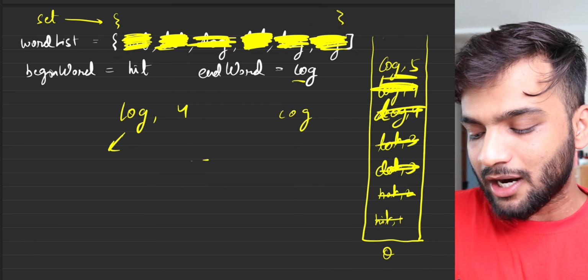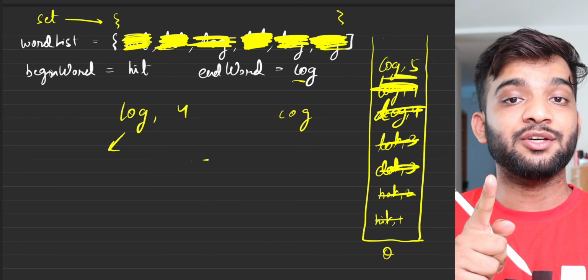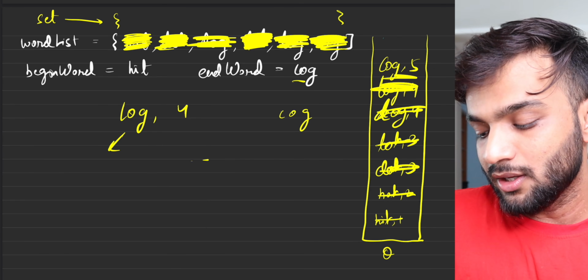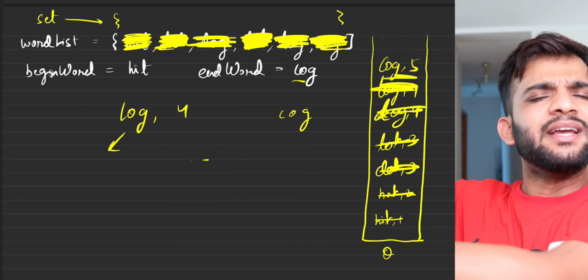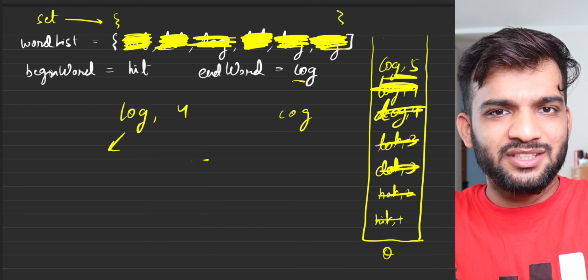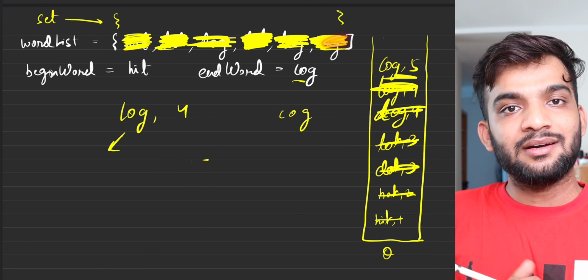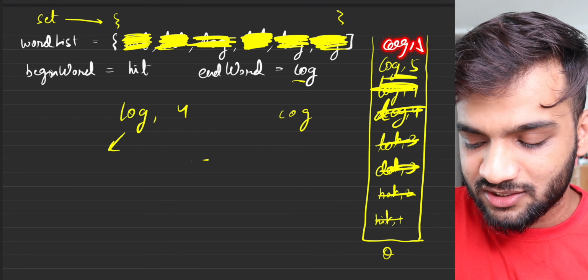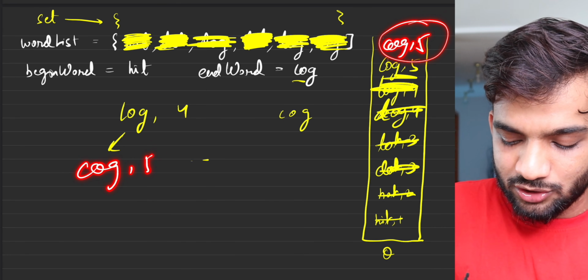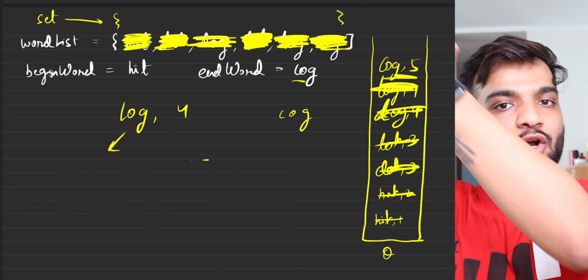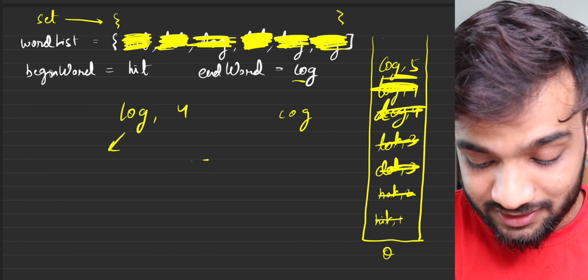Because you've already encountered COG. This is what I was trying to explain. Once you have got someone, it will take its path. Why will you again visit that path? So this is how the set helped you. If you erase it from the set, there will be no further occurrence of COG5. Otherwise, you'd have taken COG5 again and it would have kept on going. So that is how the set helps.